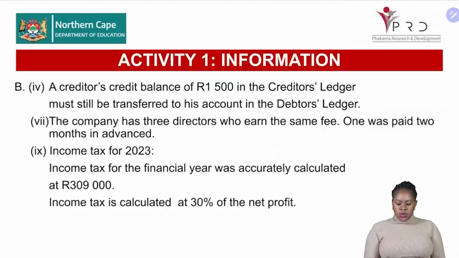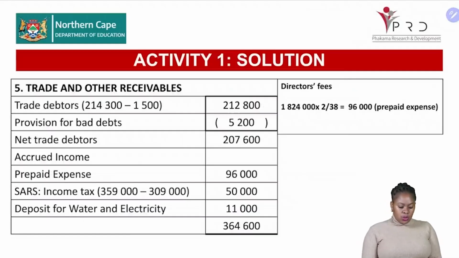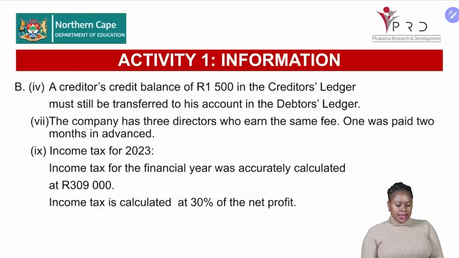Now, let's go to our trade and other receivables note. The examiner has given us the amount in the trial balance, so the 214,300, right? And then the examiner said the following. They said that a creditor's credit balance of 1,500 in the creditors' ledger must be transferred to his account in the debtors' ledger. So what are you going to do when it comes to this?